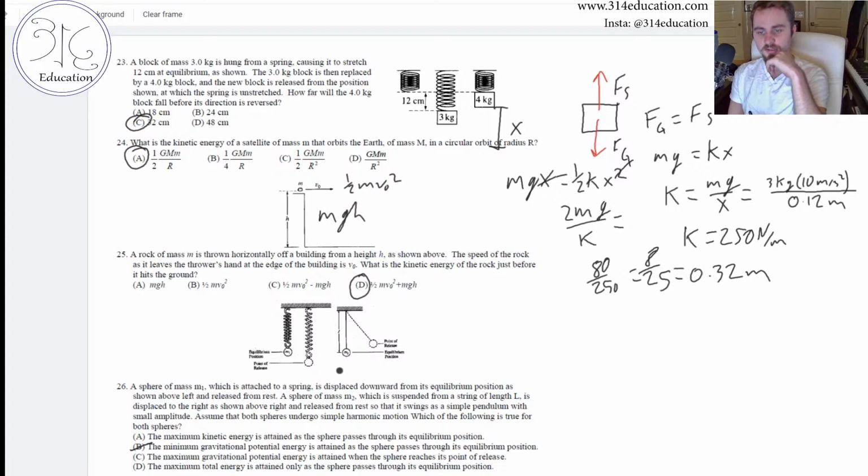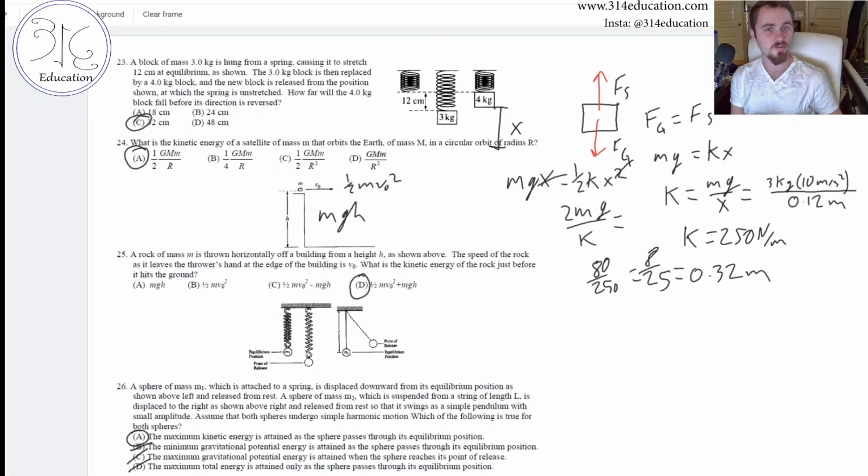The maximum gravitational potential energy is when it's at the point of release. That's not true for the spring either. That's true for the pendulum, not the spring. And then the maximum total energy is attained only as the sphere passes through its equilibrium position. That's also not true. The total energy is going to be constant the whole time, unless we have some outside forces. And so our first choice, A, is the correct one.